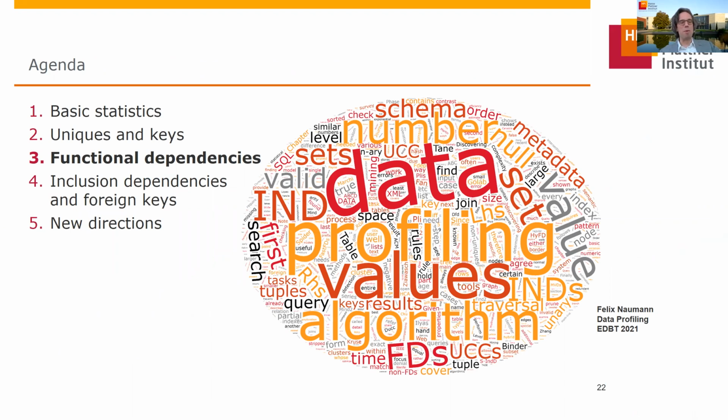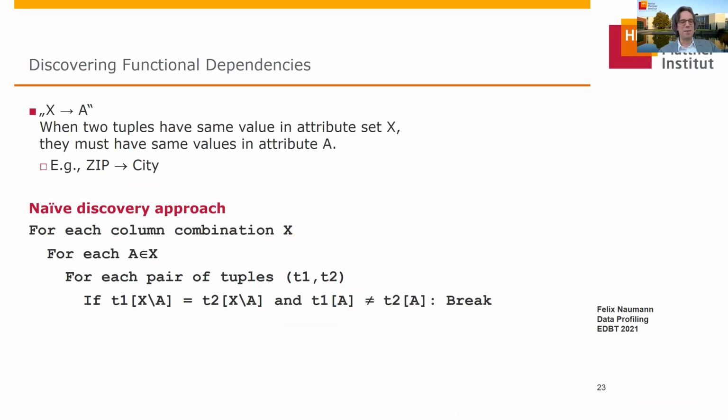I'm sure you all remember what a functional dependency is. So the standard example is zip code determines city, right? When two tuples have the same value in the attribute set on the left-hand side, they must also have the same values in the attribute on the right-hand side, a functional dependency. And this definition implies a naive discovery approach, right?